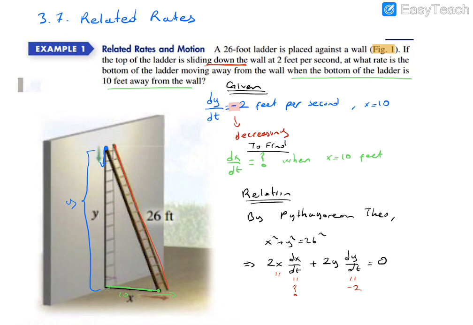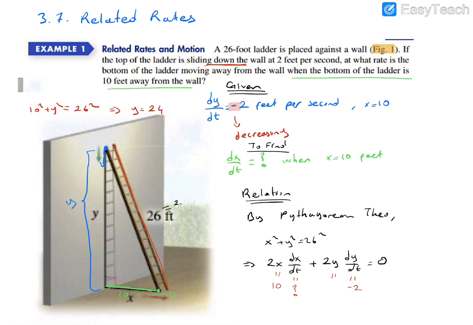And when we calculate dx over dt, when x equals 10, we can find the y value by using the Pythagorean theorem again. So 10 squared plus y squared equals 25 squared. From this equation, we can say that y is 24. You can verify.